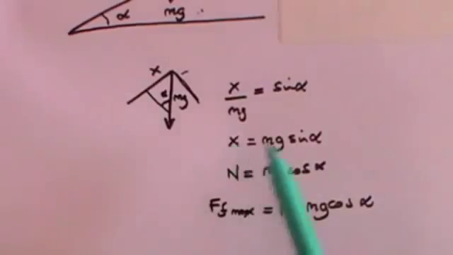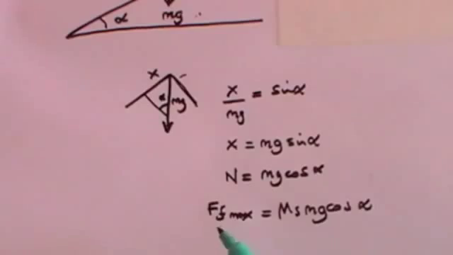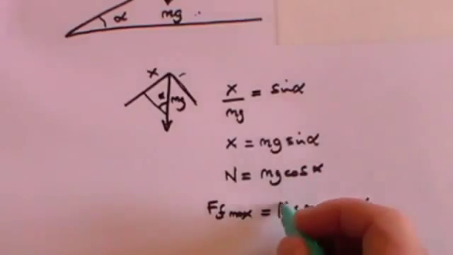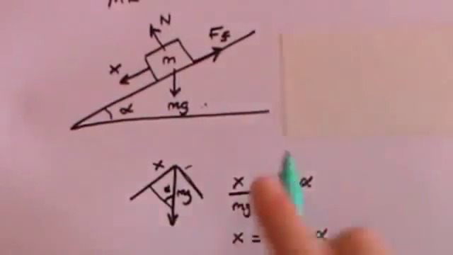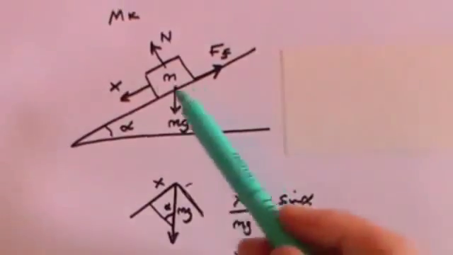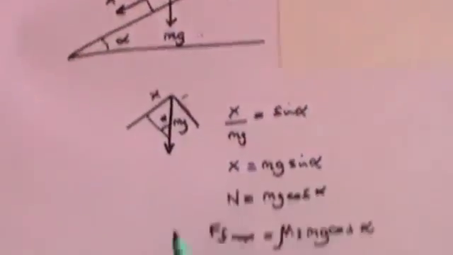So we've got a force acting down the plane of mg sine alpha, and the maximum frictional force acting up the plane, opposing the movement, is mu s mg cosine alpha. And the condition for the block to start sliding, in other words, to overcome the maximum frictional force, is that x must be greater than the maximum frictional force.